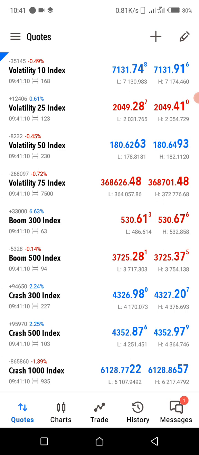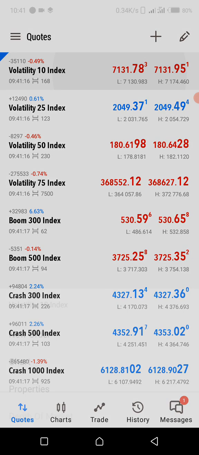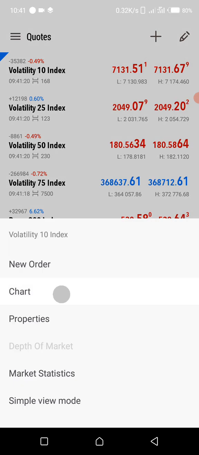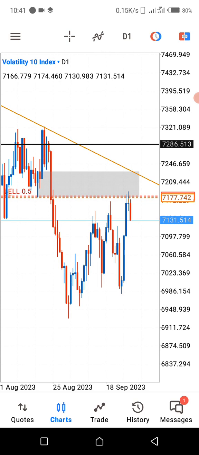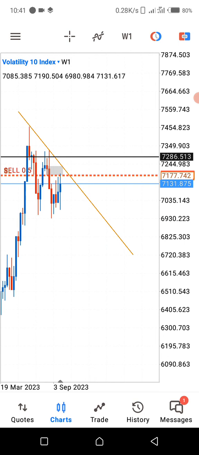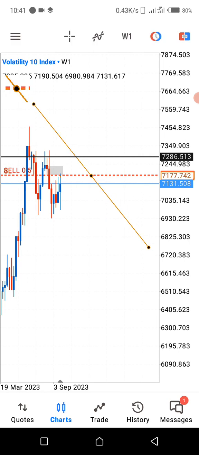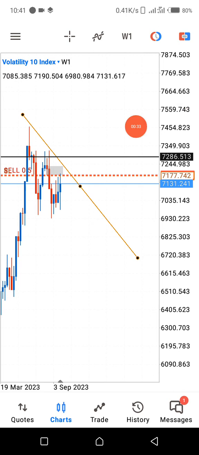On today's video, I'm going to be talking about a nice setup that I got on volatility 10. So if I go straight to the charts, starting from the weekly time frame, because once you go to your screen, you first of all do your top-down analysis. You can see I already had my trend line drawn using the wicks of these candles.